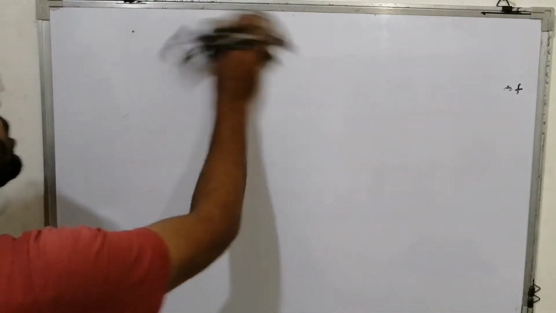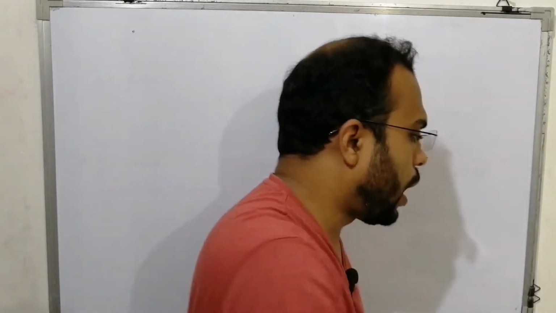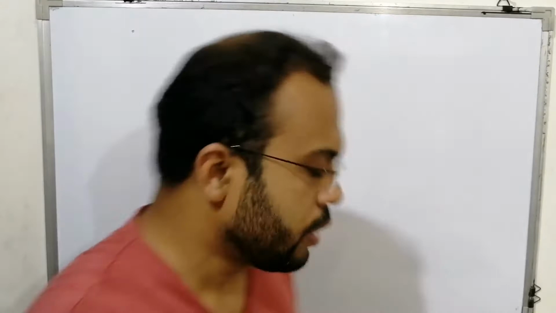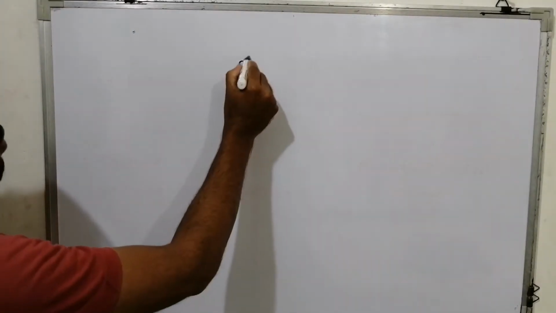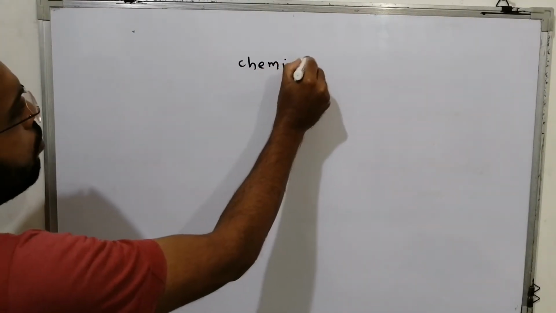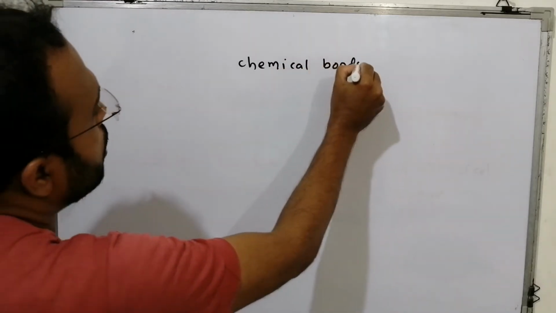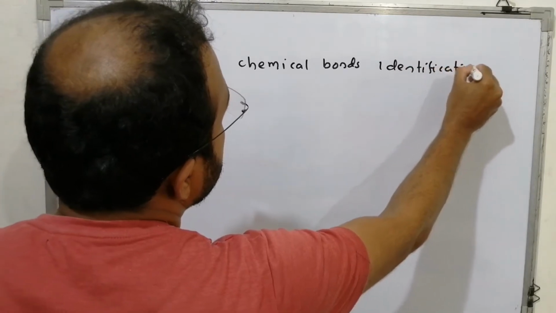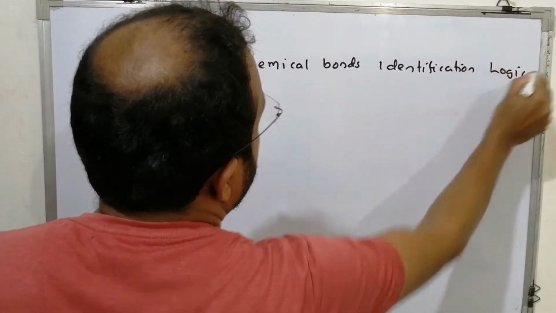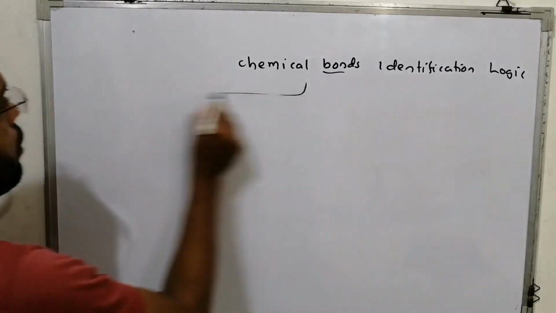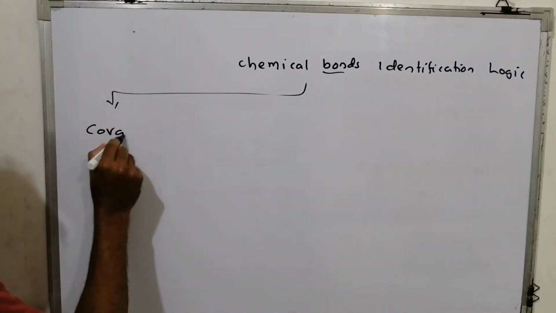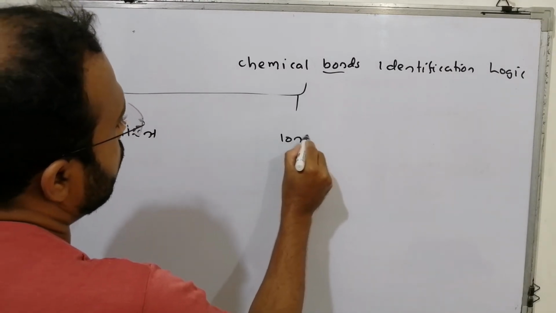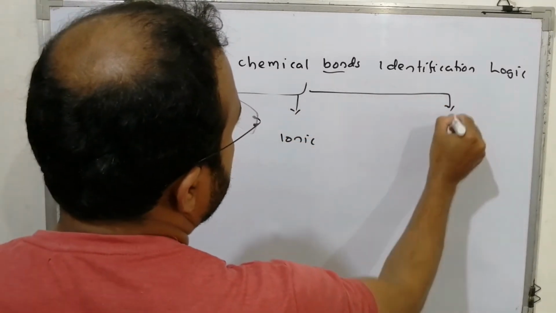Normally students tell that sodium chloride is an ionic bond. But not only the sodium chloride. I will tell you how to identify different types of bonds. Chemical bonds identification logic. What is that logic? It's a simple logic. We have covalent, we have ionic, and we have metallic.